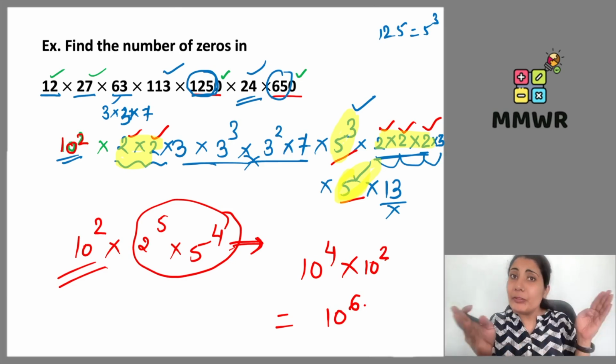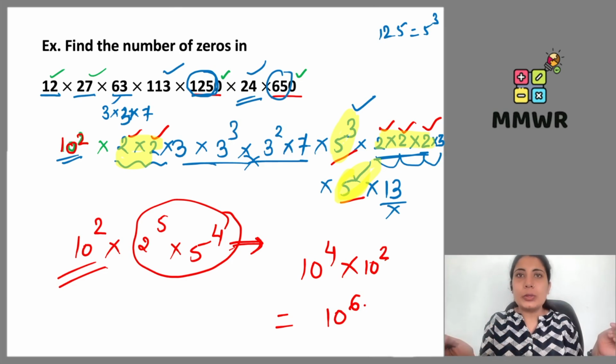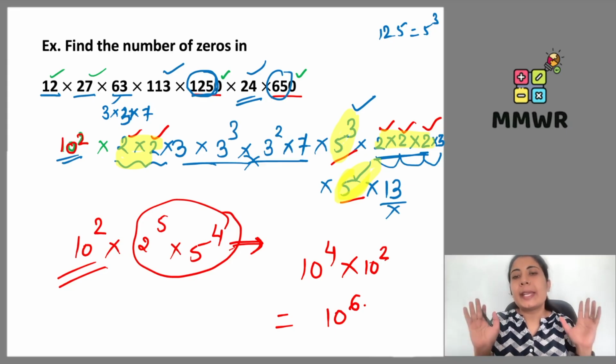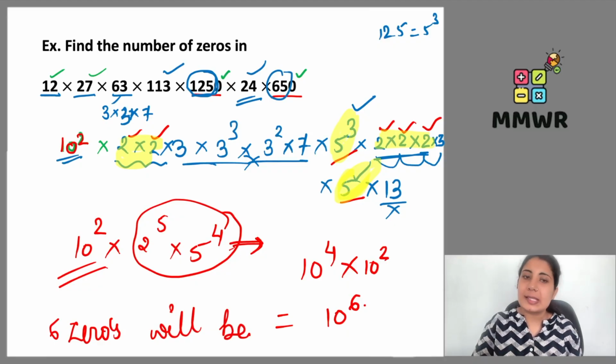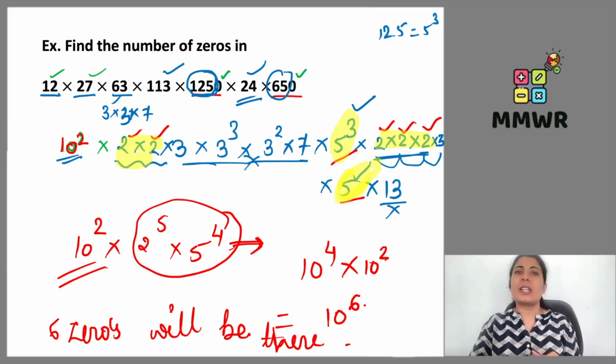That means when we simplify this full calculation, we'll be getting zeros. How many times at the end? 6 times. So 6 zeros will be there at the end. How many zeros will be there at the end? 6 zeros will be there. I hope it's easy to understand. You can apply it. This was a so easy, mixed type of problem.